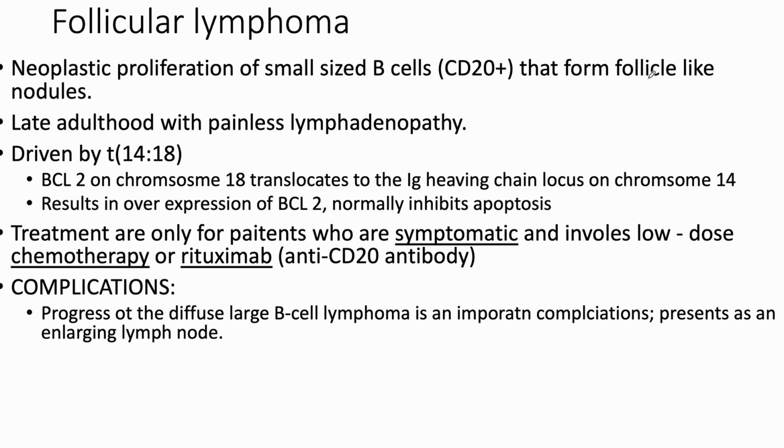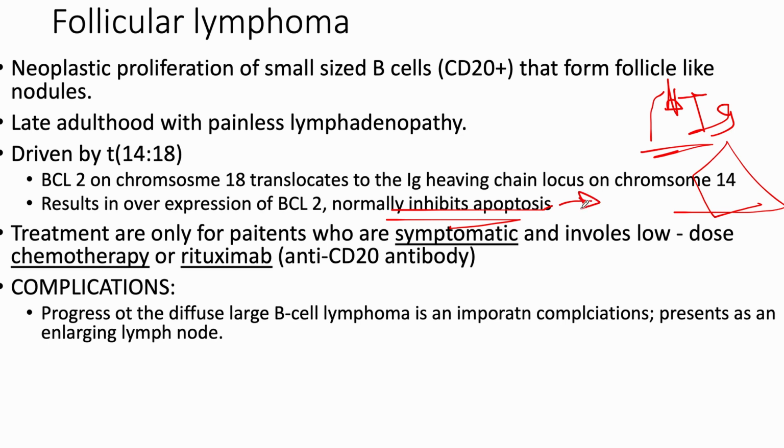Chromosome 14 is key because BCL inhibits apoptosis, but over here in chromosome 14 we have an overexpression of heavy chain IgG. So when you take a thing that inhibits apoptosis and swap it to this overexpression area, it overexpresses it, and therefore the cell can never die and it leads to cancer. We can give chemo, we can give rituximab.